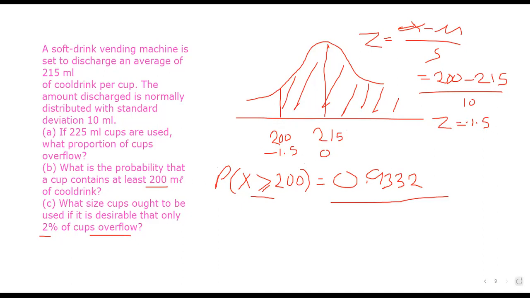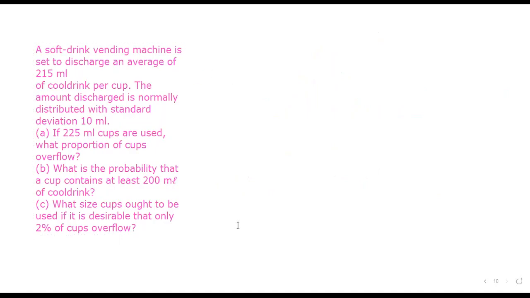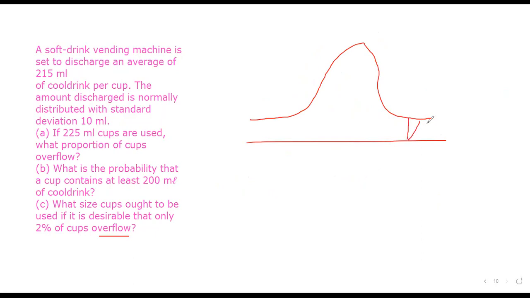So now when we go to part C, what size of caps ought to be used if we only desire that we lose out at 2%? Whenever I say percentage, you're tempted to do what? To read from inside the table. Overflow is on the right side. We first cut a 2% here. What is going to remain? 98%, 0.98. Here we have 215. We're being asked for the size of caps, so we're being asked for the value of x.